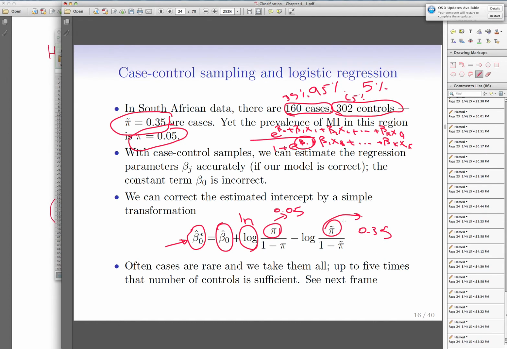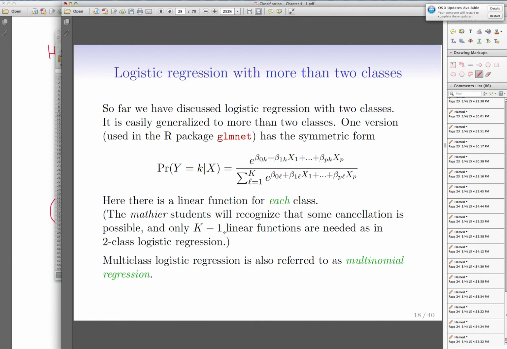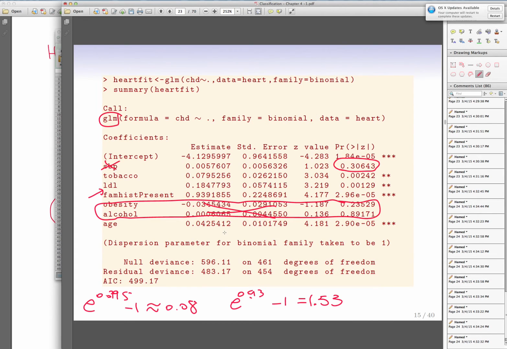If you just do that trick and replace beta hat 0 with beta hat 0 star, you will get the correct estimate of the probability that you're looking for. And then you can use it for predictions. So that's a very important thing. If you have unbalanced data and you run your regression like the one we had earlier, these coefficients will remain the same. What you have to do is change the intercept, and the way you change it is by the adjustment we just explained.